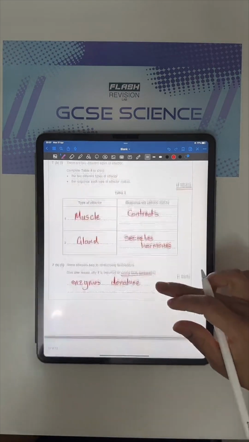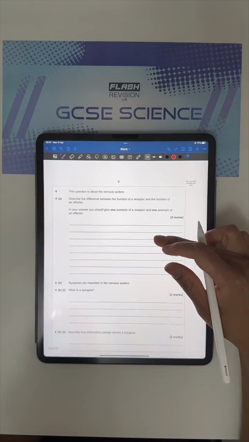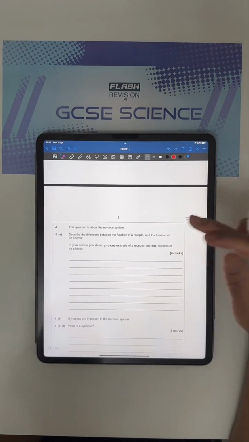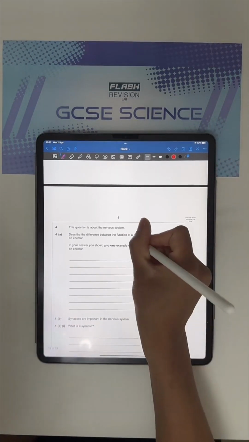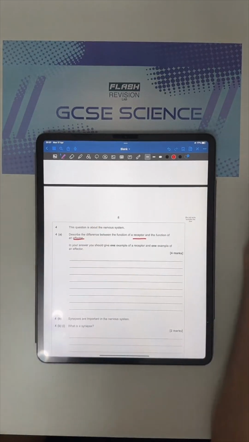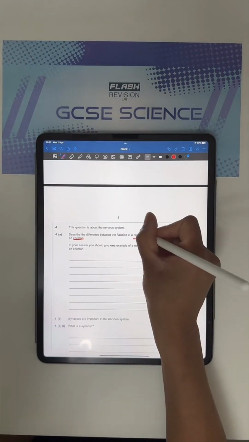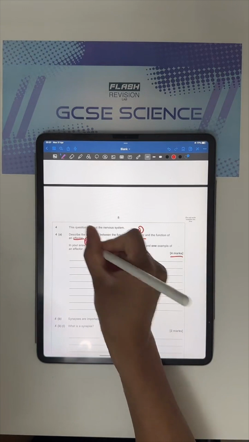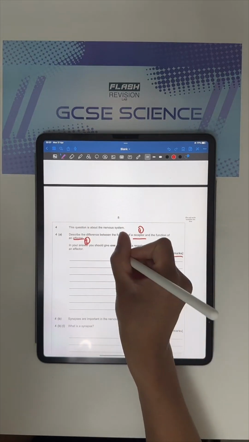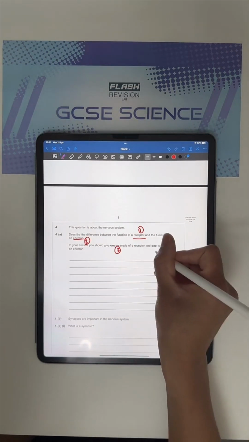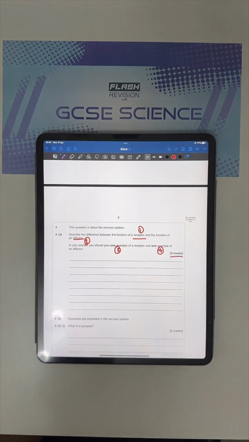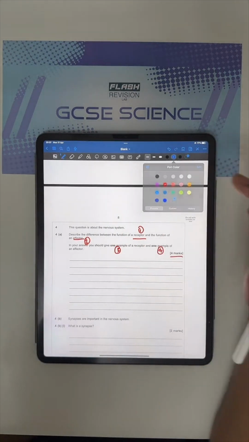Right, let's move on. So, this question is about the nervous system. Describe the difference between the function of a receptor and the function of an effector. So I'm hoping you guys have picked this up during the live. Give one example of a receptor and one example of an effector. So 4 marks. I'll tell you what the 4 marks are for. Function of a receptor, 1 mark. Function of effector, 2 marks. One example of each, 3 and 4 marks. So what do we think, guys?